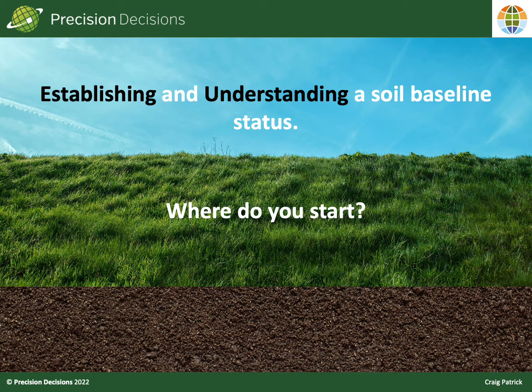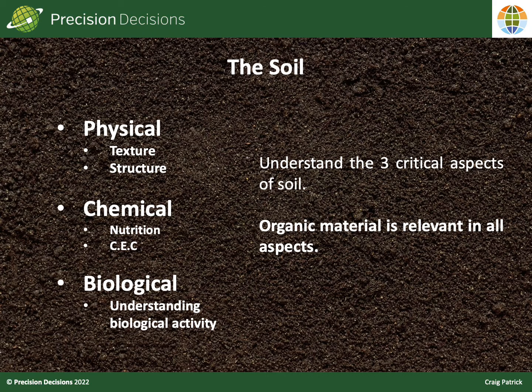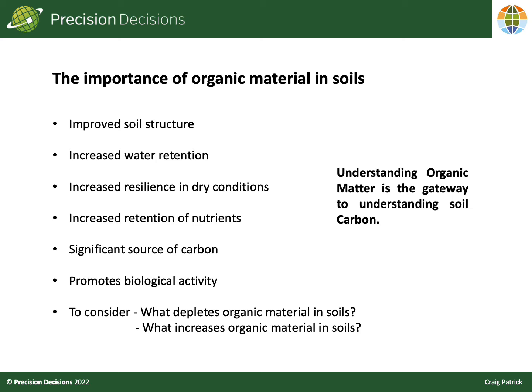In terms of where do you start, it's important to begin with understanding the three critical areas of soil. To bring it back to basics, we need to look at the three aspects of the soil: physical, chemical and biological. Each section of the soil poses its own unique challenges, yet organic material is relevant in all three areas. The importance of organic material in our soils can be summarised by some of the following characteristics.